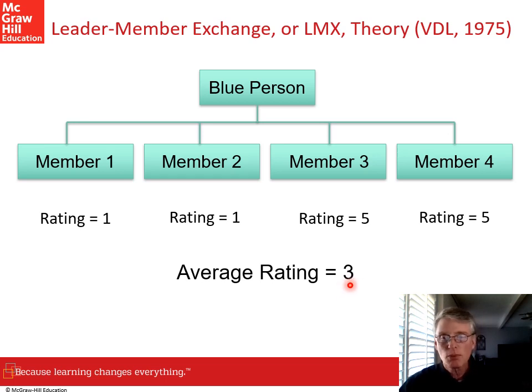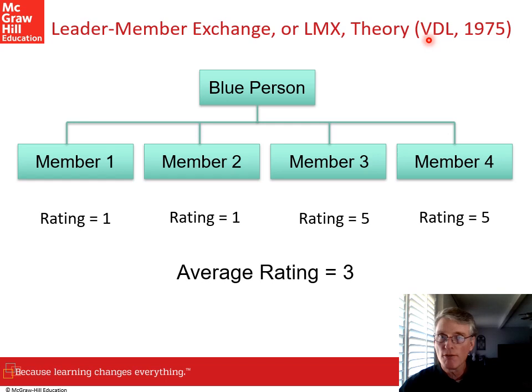But if you look at this, which is what Graen and Associates did, they said that 3 doesn't make sense. No one has rated this person a 3. 2 people gave them one rating and the other 2 gave them the opposite rating. And so to call them an average, we're not capturing everything. So what they decided instead is they needed to analyze the difference in relationships between the one in charge and the ones who gave 1s, and the one in charge and the ones who gave 5s.